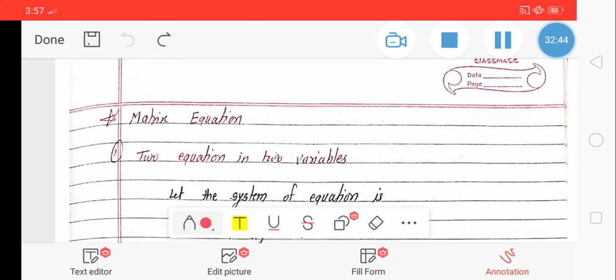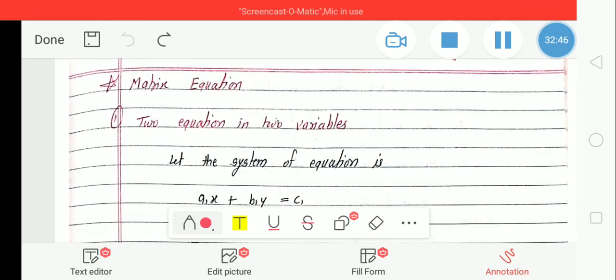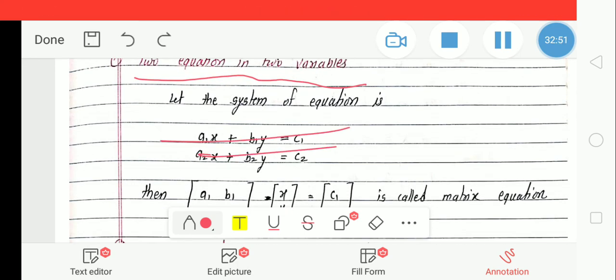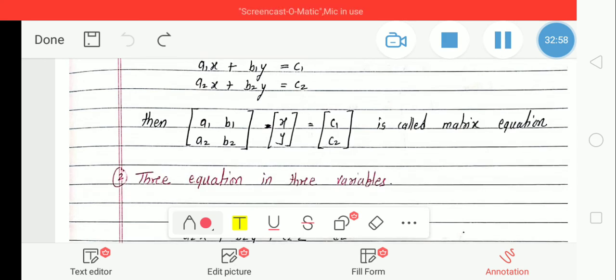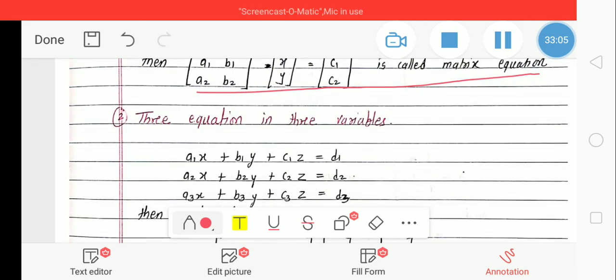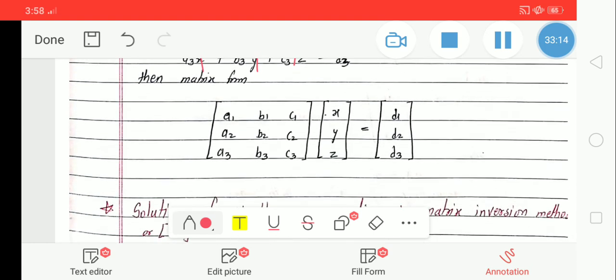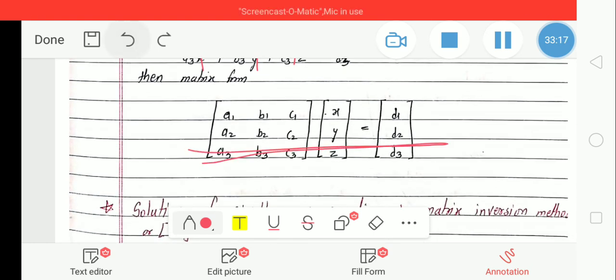Now, matrix equation: two equations in two variables. Here are two equations, these and these, in the two variables x and y. This is called a matrix equation. And for a 3 cross 3 matrix, there are 3 equations and 3 variables x, y and z. So we write it in this form.